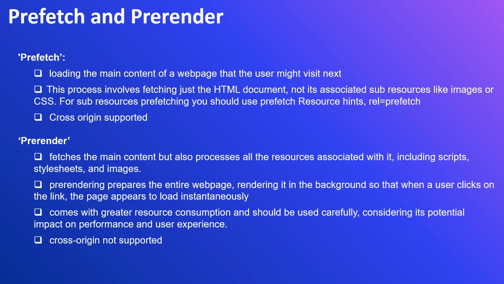The next one is prerender. This fetches the main content, and also the sub-resources associated with it, including scripts, style sheets and images. This process prepares the entire web page, meaning rendering it in the background. When a user clicks on the link, the page loads quickly.